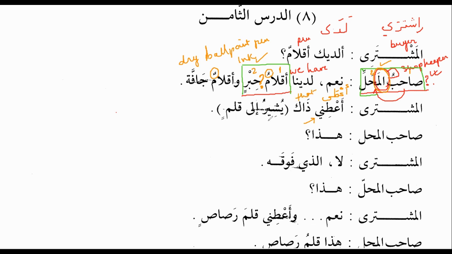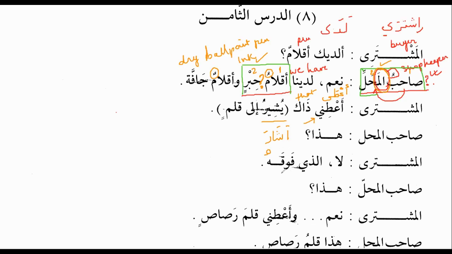يشير إلى قلم. Yushir comes from the verb ashara, to point out. إلى قلم, so he is pointing out to a pen on the shelf behind the shopkeeper or somewhere on the shelf. So the shopkeeper asks هذا, so he is confirming this one. So the buyer says, La, alladhi fawqahu.